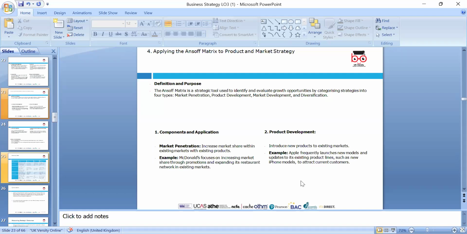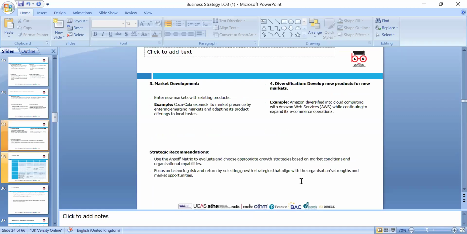Product development is adding a new product into the existing product line. So that can be a strategy like the iPhone. And then market development is when you enter into a new market with an existing product, like Coca-Cola expanding its presence in emerging markets. And then we can look around diversification. Don't put all your eggs in one basket.